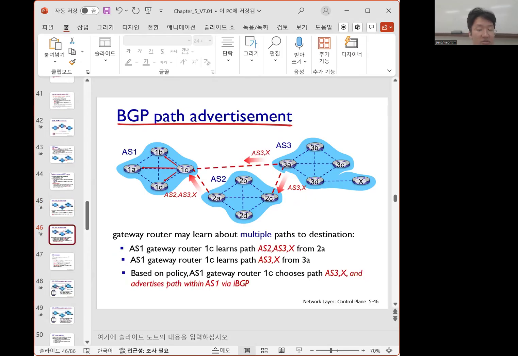Then a gateway router may learn about multiple paths to a destination. AS1 gateway router 1C learns the path AS2, AS3, X from 2A, and also learns the path AS3, X from 3A. Based on policy, AS1 gateway router 1C chooses the path AS3, X and advertises the path within AS1 via iBGP.